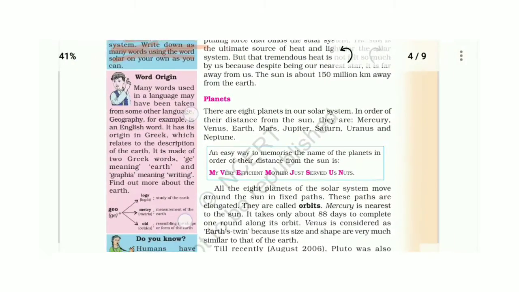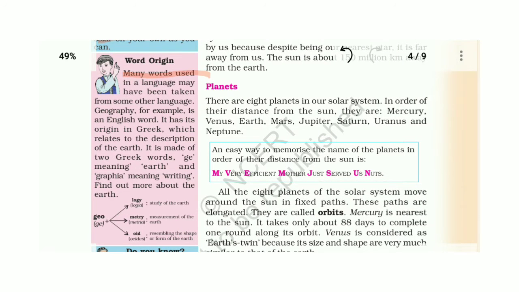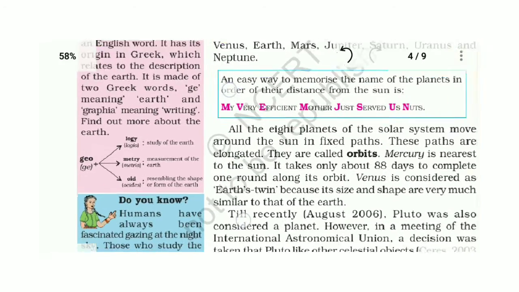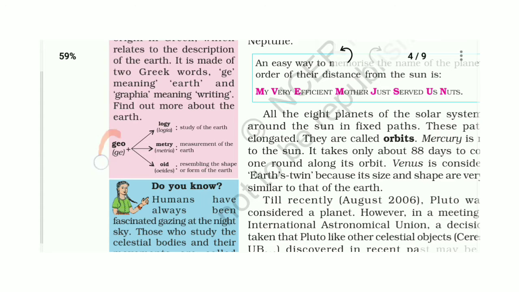Okay. Now, many words used in a language may have been taken from other languages as well. So, talking about geography, which is an English word, its origin is from Greek, and it literally means geo.